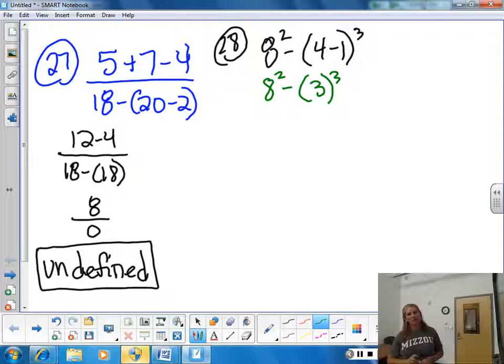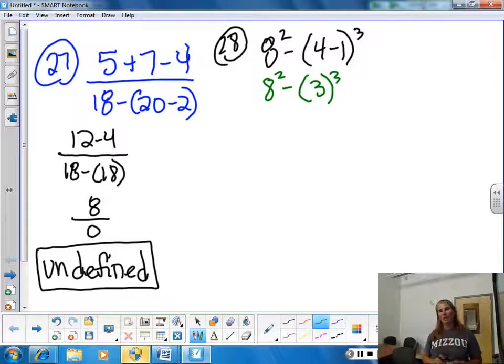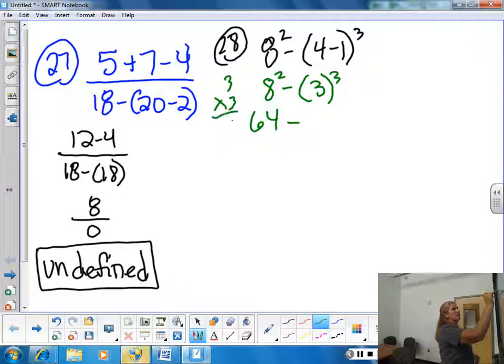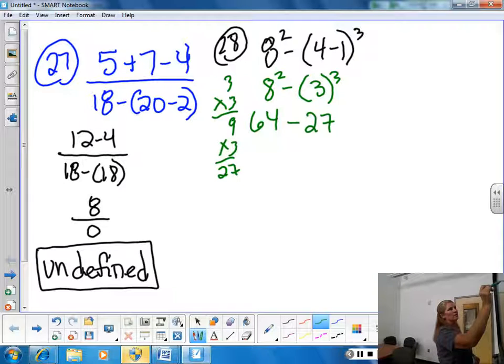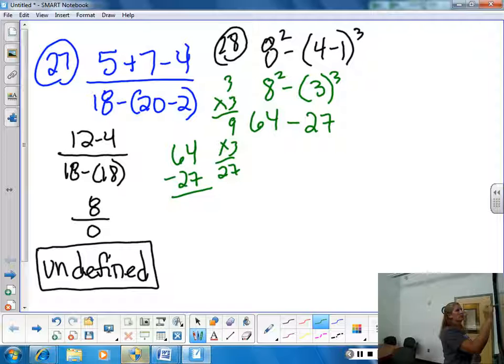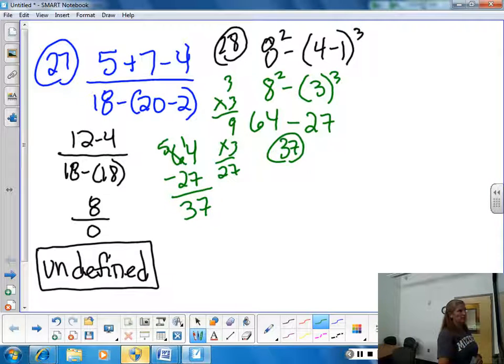8 to the second power is not 16. It's 8 times 8, which makes it 64. 3 to the third power, 3 times 3 is 9, times 3 is 27. So that's 27. You take the number, whatever the base is, and you multiply the number of times that the exponent says. I'm going to subtract 64 minus 27 and get 37. And that's my final answer.